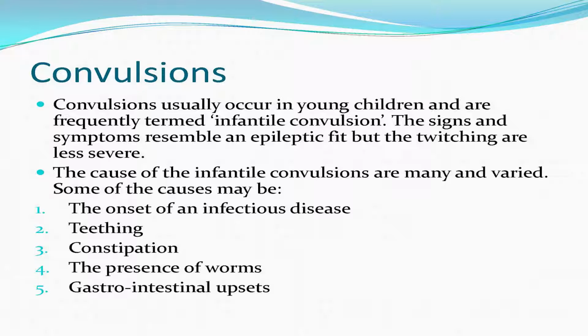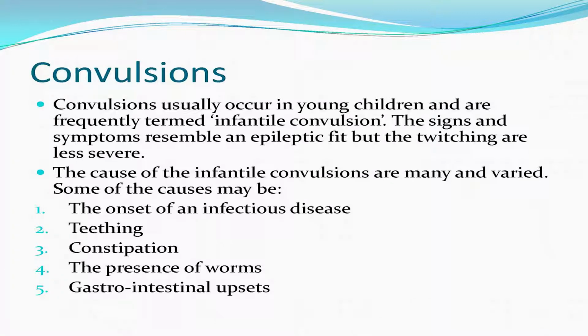The causes of infantile convulsion are many and varied. Some of the causes may be sudden onset of an infectious disease. When there is an infectious disease, it can come with fever, and when poorly managed can complicate into convulsion. When the child is teething, having eruption of teeth, that too comes with convulsion. When the child is experiencing constipation, it comes with convulsion, or it comes with fever, which when poorly managed leads to convulsion. Presence of worms comes with fever, which when poorly managed can lead to convulsion.